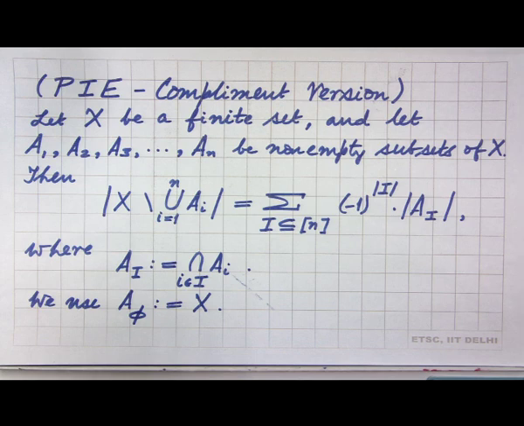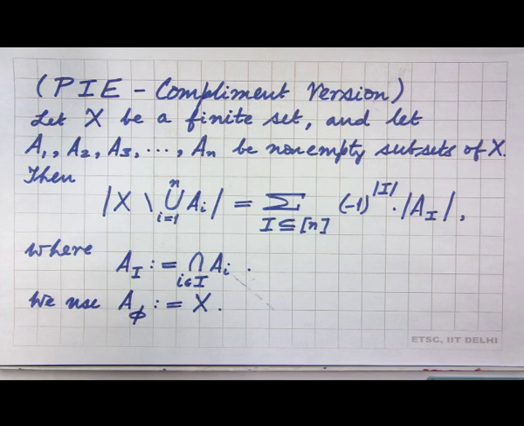X is a finite set. A1 to An are non-empty subsets of X. The number of elements in none of the sets Ai is given by the sum on the right. In the sum on the right, the term A sub I stands for the intersection of the Ais, and with a special notation for A sub phi, and that is X.